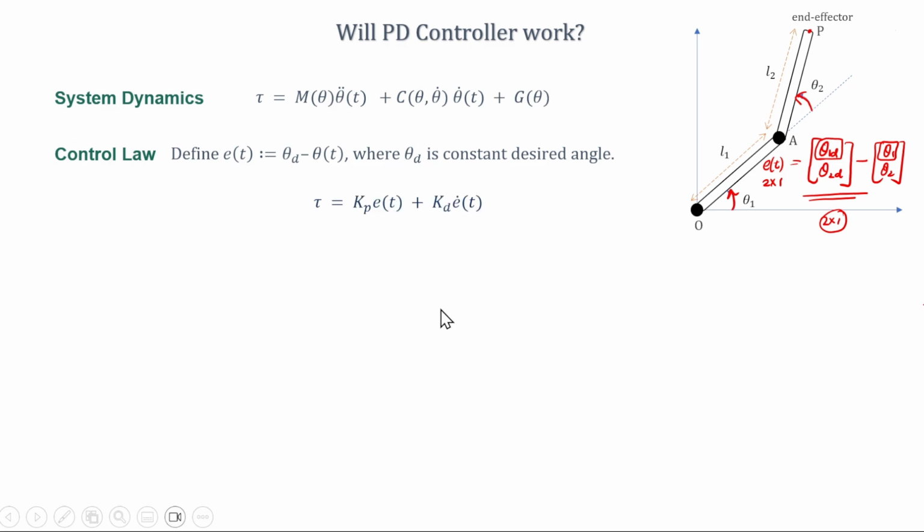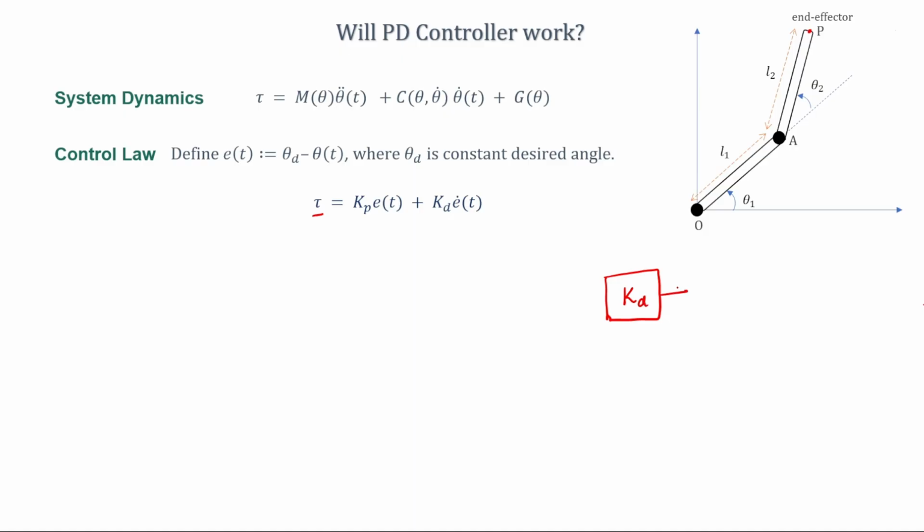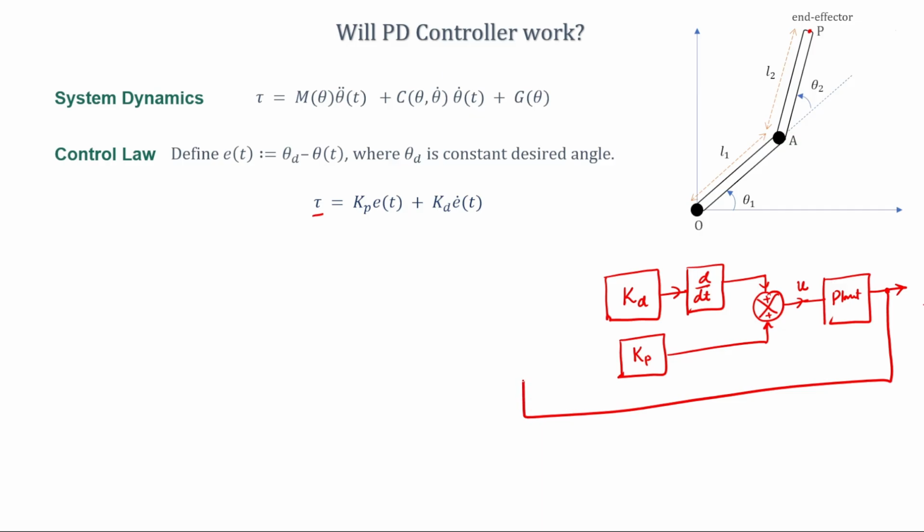Now if this is the error, then we can start with the most general case, where we assume that tau is equal to kp into e plus kd into e dot. This is nothing but the PD control law, right? Because if you recollect, what was the PD controller like? We had a kd, then we had a differentiator here, and then we had a kp term here. The output of this was summed up, and the output from this was your u, which goes into the plant, and from here we used to take a feedback. This was the error signal, this was the reference, and the output u here is nothing but kp e plus kd e dot, right?